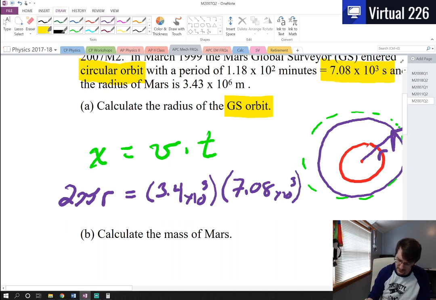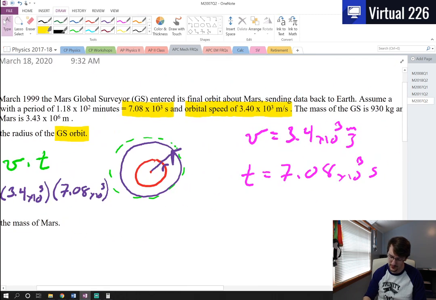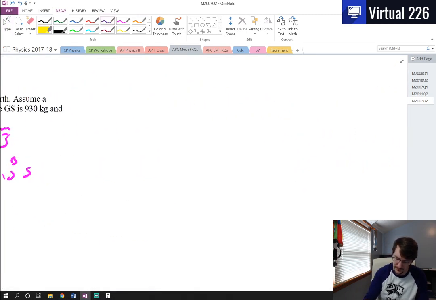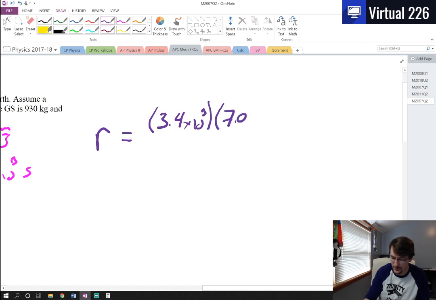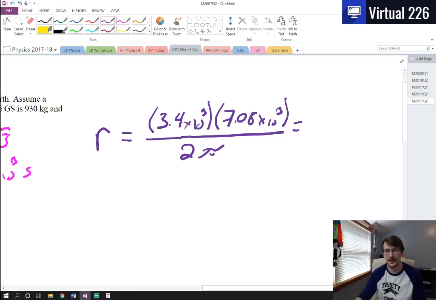And all we have to do now is solve for this r value here. That's all we have to do, which is really nice and easy. We'll just divide each side by 2 pi to get rid of it, and we will find that our r value equals that velocity, 3.4 times 10 to the third, times the time, 7.08 times 10 to the third, divided by 2 pi, and that gives us an orbital radius for our satellite of 3.83 times 10 to the 6th meters.